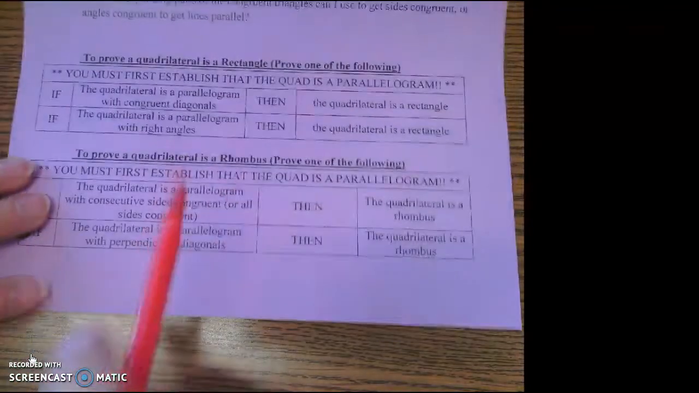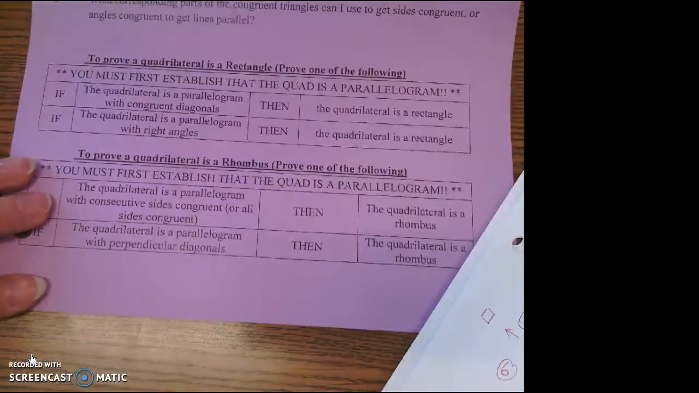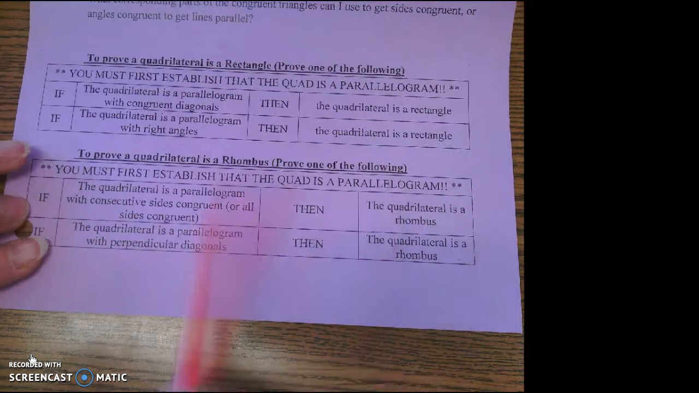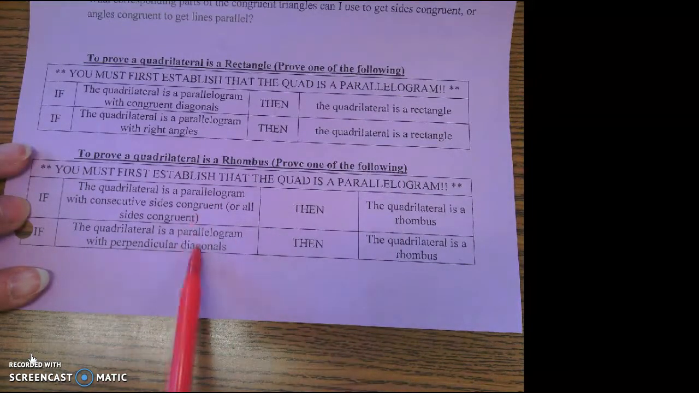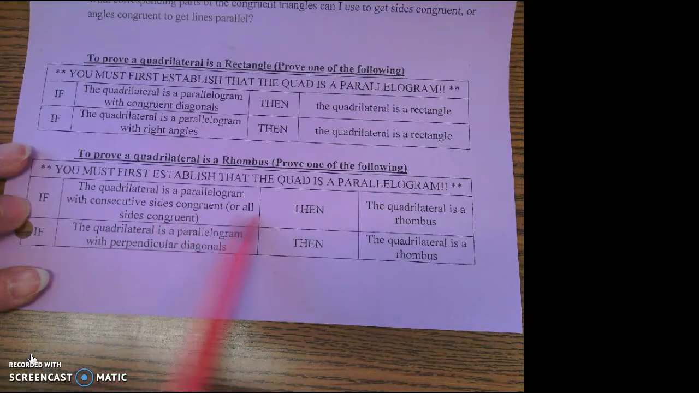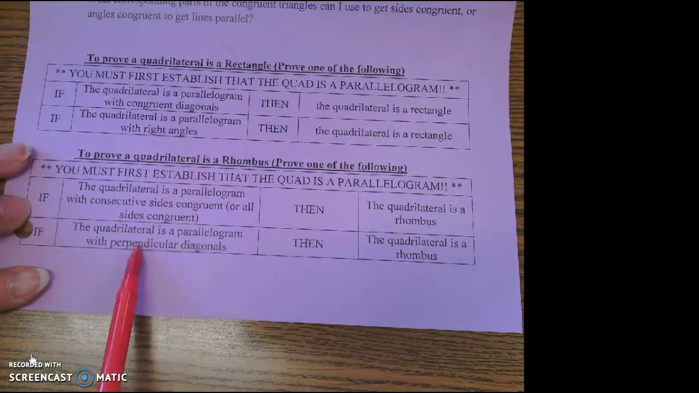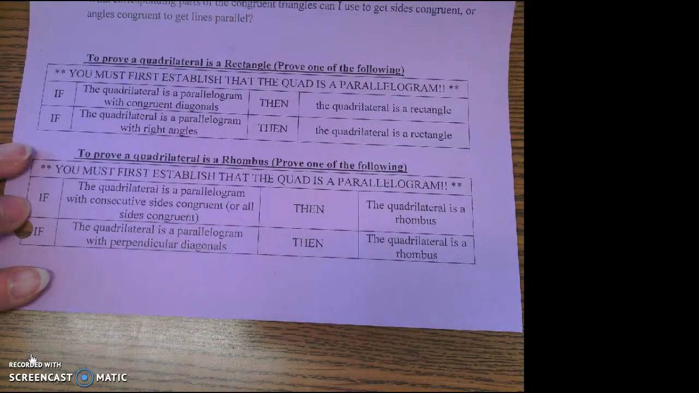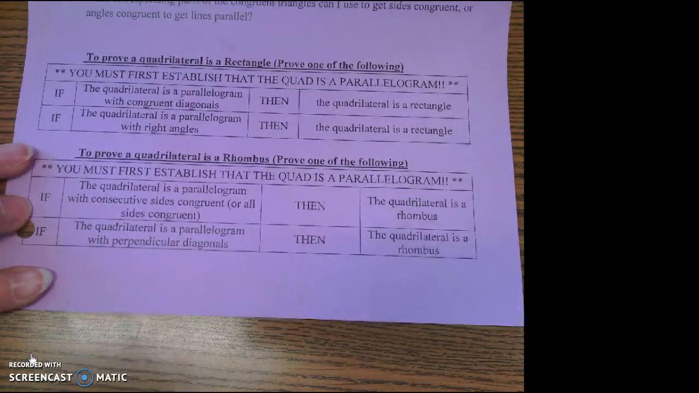If you want to prove something is a rhombus, then you first have to prove it's a parallelogram. Then you need to prove one of the extra properties that makes it be a rhombus. So be on the lookout to try to get consecutive sides or all sides congruent. Or if you can prove your diagonals are perpendicular, that's your extra property, and then it'll end up being a rhombus. So 8 and 9 are challenges.